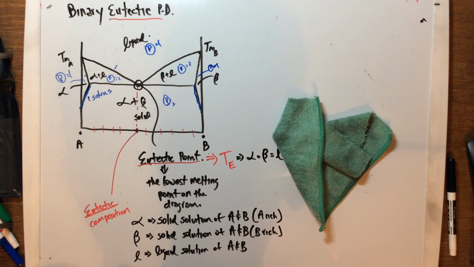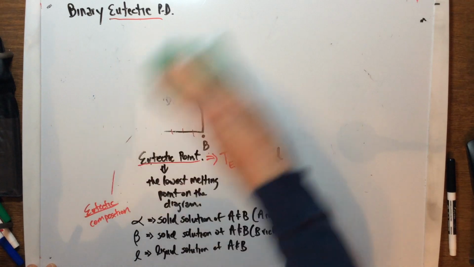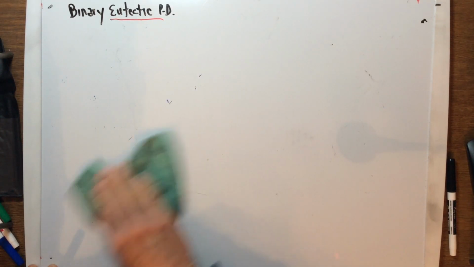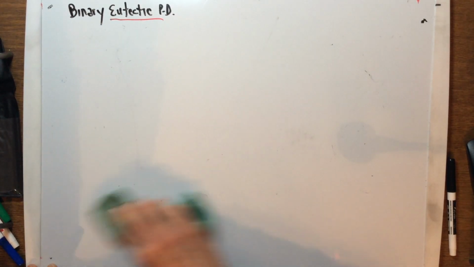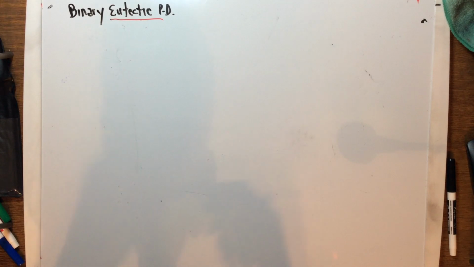And of course I didn't get the timer going here, so we'll start here. I'm just going to erase all this, okay, and start over. And we're going to look at some new microstructures, microconstituents, that were not showing up on the original isomorphous diagram.